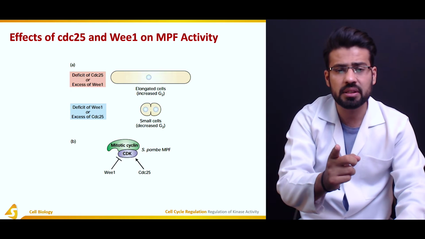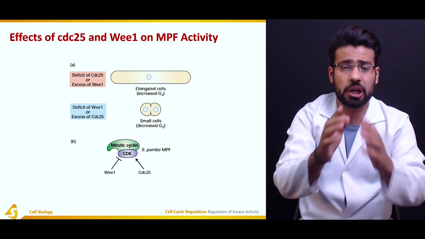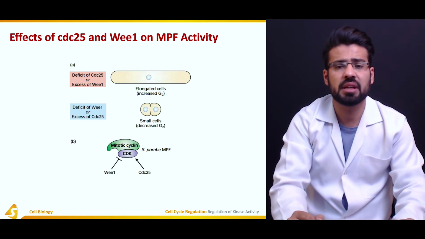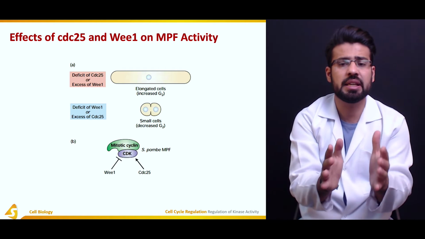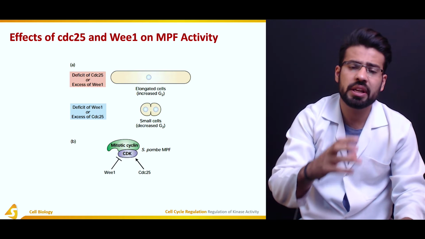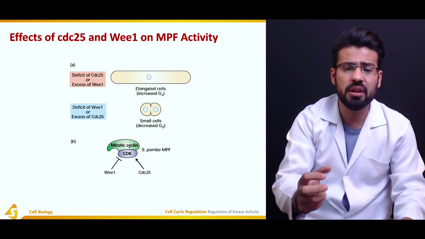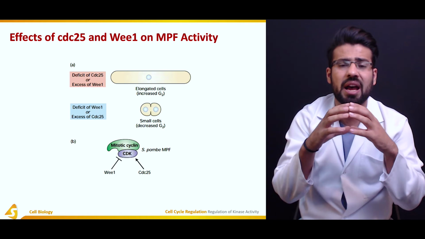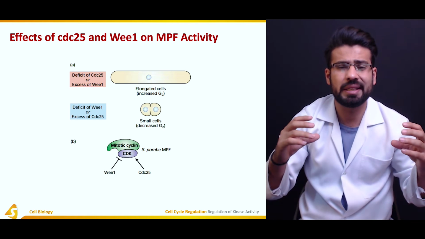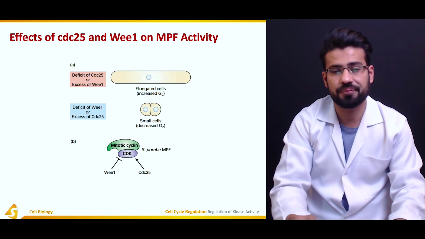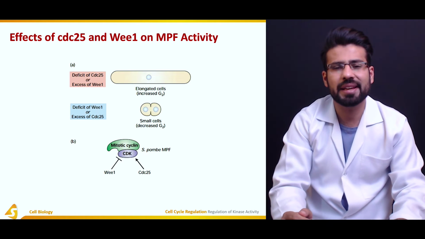So there is no CDC25, so there would be inhibited CDK1 in this particular case, and of course there would be an increased G2 phase after the synthesis phase. Because there is no progression into mitosis, the cells continue to grow. In this case, they are going to have abundant growth of the cytoskeleton structure as well, resulting in elongated cells.